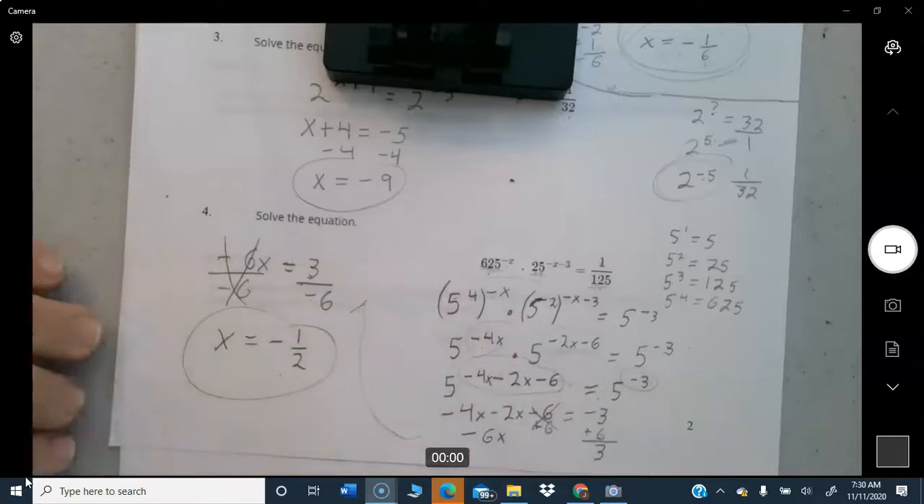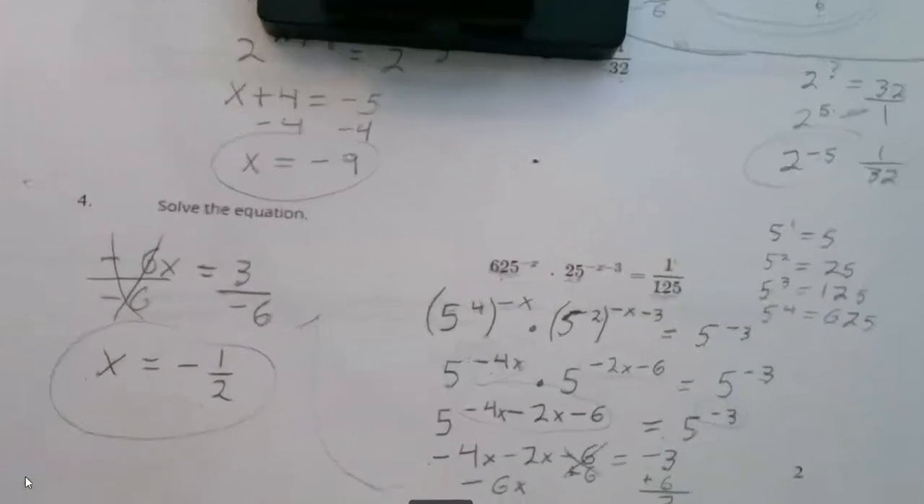And if you plug this into the x's there, I'm not going to do it because it's kind of messy, you would confirm that that would equal 1 over 125. Okay, so that's how you do these with common bases. All right, let's keep moving on.